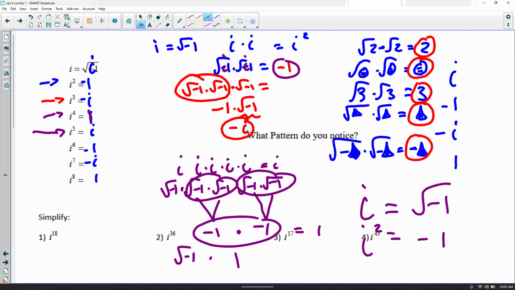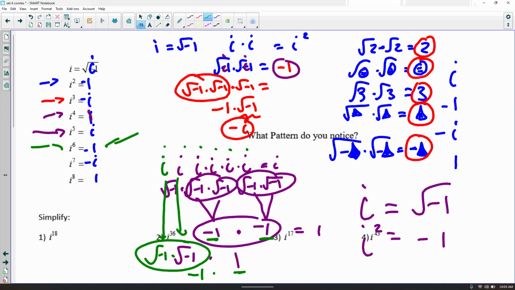So let's say I put 1, 2, 3, 4, 5, 6 i's together. The first two we know are that, right? Which create a positive 1, correct? Now this one here was that one, so I've got another square root of negative 1 here. So now I have another pair of square root of negative 1s, which is negative 1. So what's negative 1 times a positive 1? Negative 1. That's where the i to the 6 is equal to negative 1.